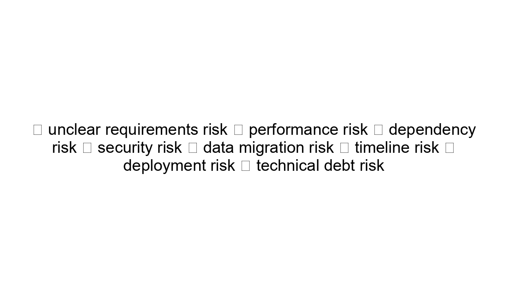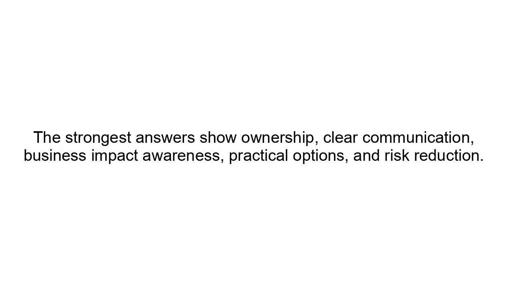Good examples include unclear requirements risk, performance risk, dependency risk, security risk, data migration risk, timeline risk, deployment risk, technical debt risk. The strongest answers show ownership, clear communication, business impact awareness, practical options, and risk reduction.